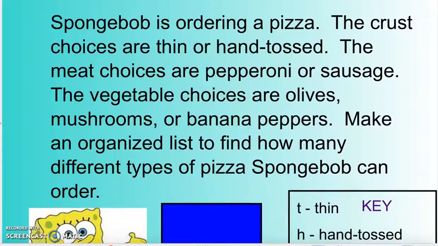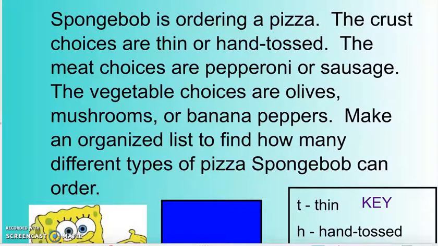SpongeBob is ordering a pizza. The crust choices are thin or hand-tossed, and I'm going to underline this information so that I can look back on it and I know that it's important information. The meat choices are pepperoni or sausage, and then the vegetable choices are olives, mushrooms, or banana peppers. Make an organized list to find how many different types of pizza SpongeBob can order.